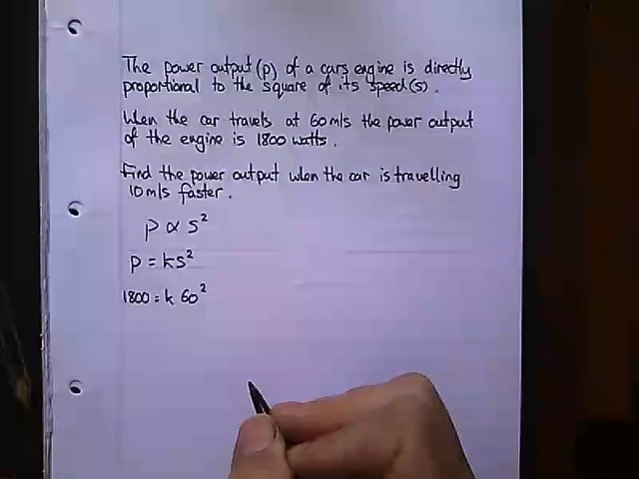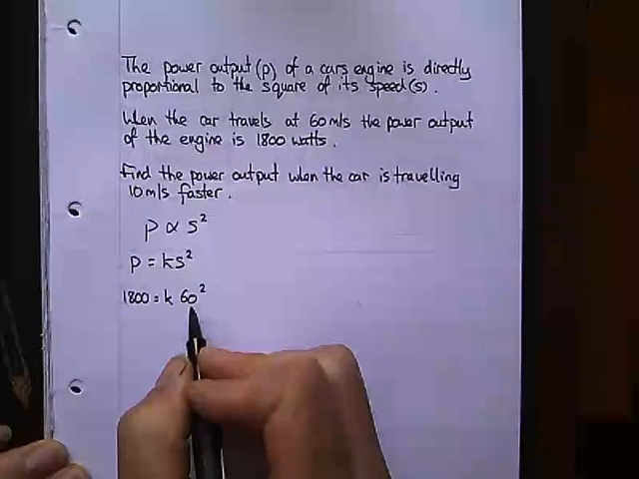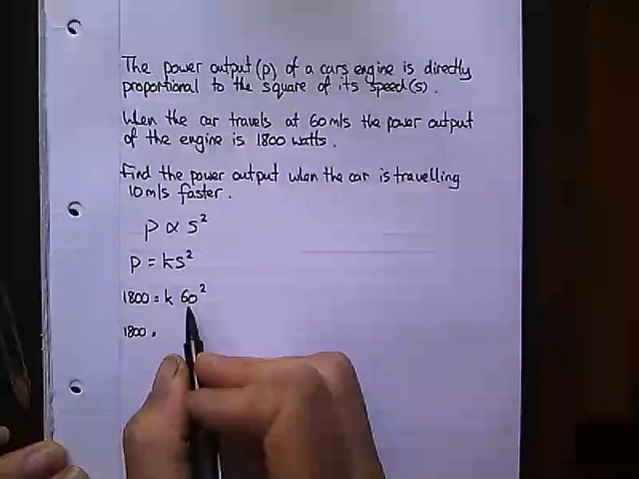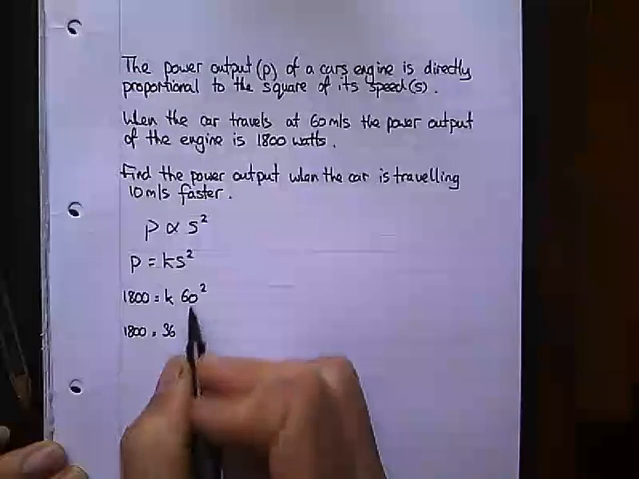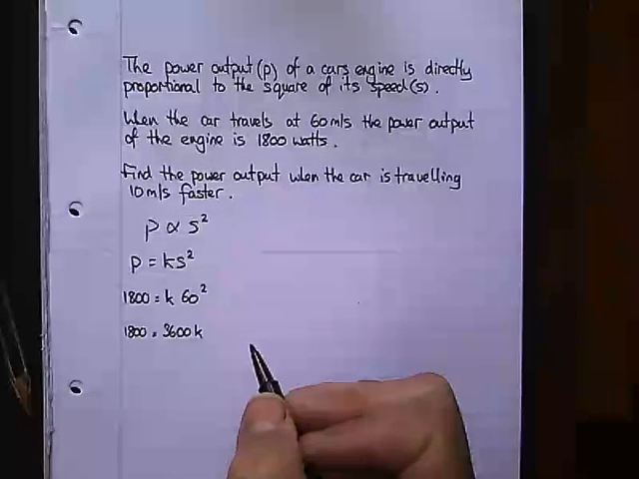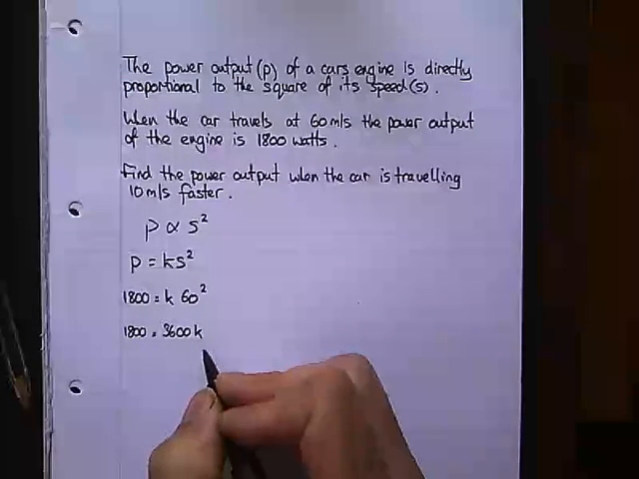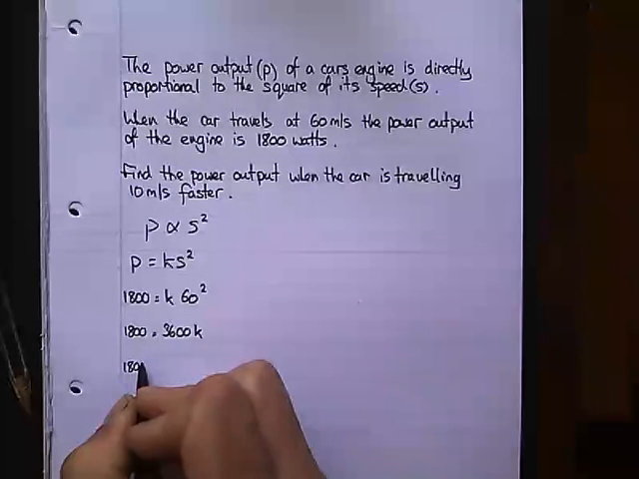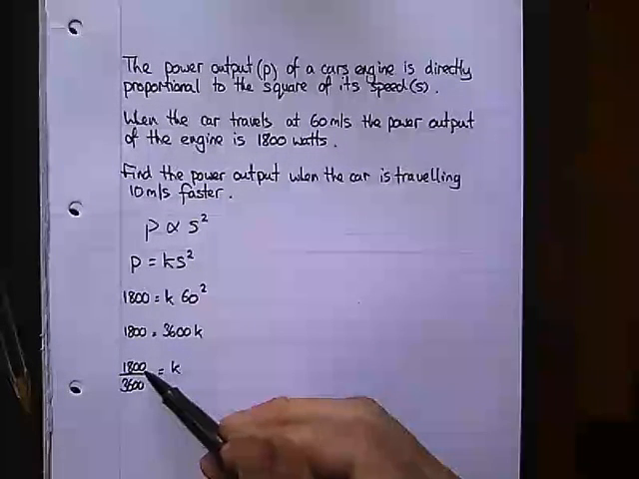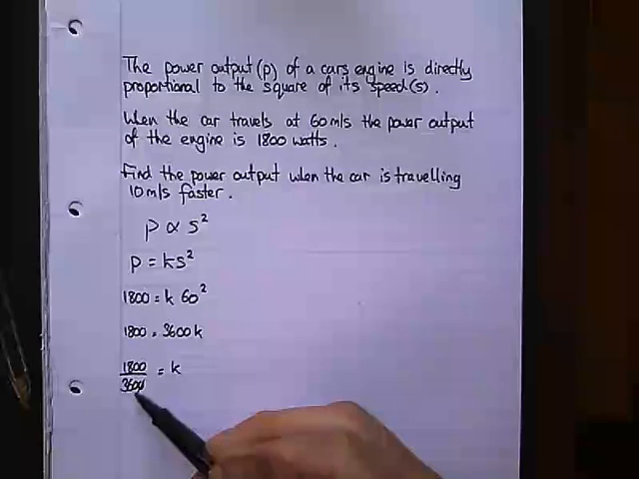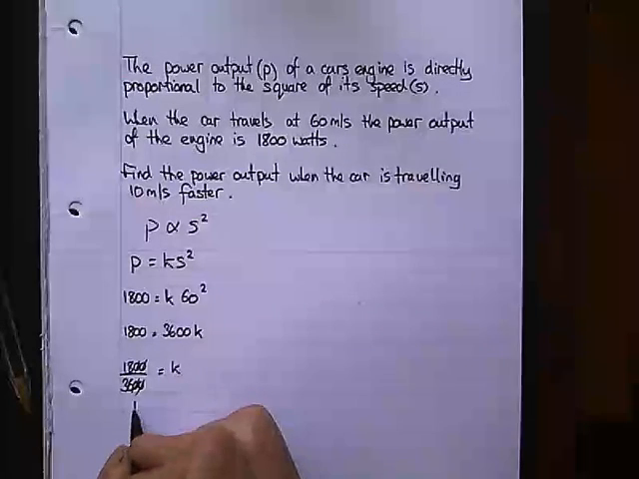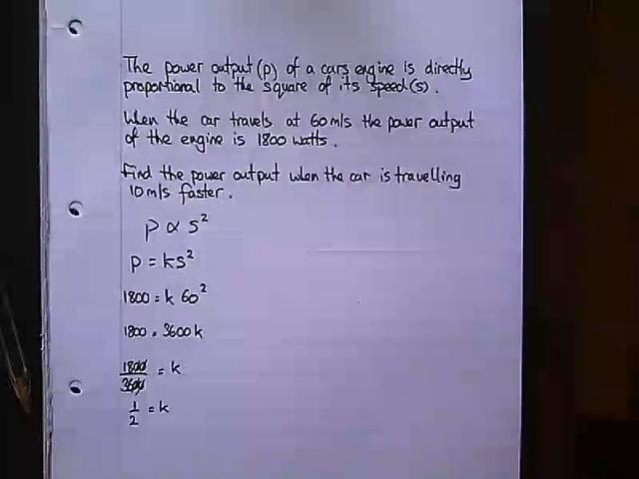So let's rearrange this and let's expand out the 60 squared. So we get 1800 equals, well, 60 times 60, 6 times 6 is 36, with the two zeros, 3600, and then we've got our k. So I just need to divide through by 3600 to find my k value. So 1800 divided by 3600 equals k. Simplify this equation, so cancel out the zeros. 18 divided by 36, well, 18 is half of 36, so k equals a half. So we basically have the k value now.